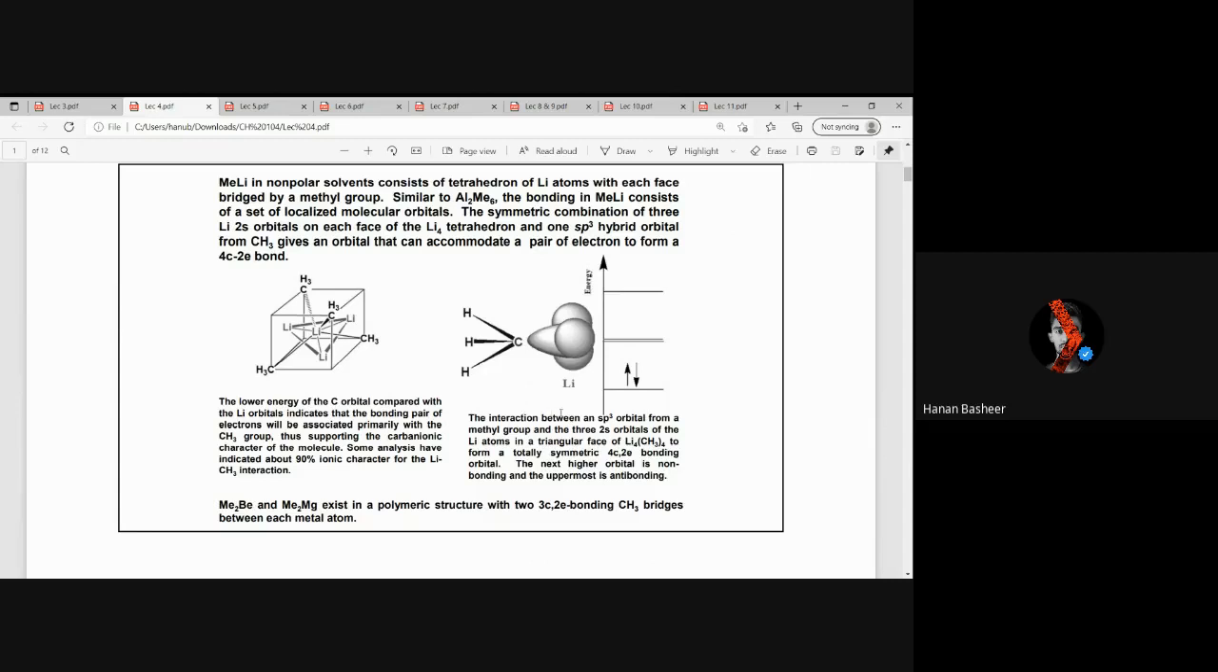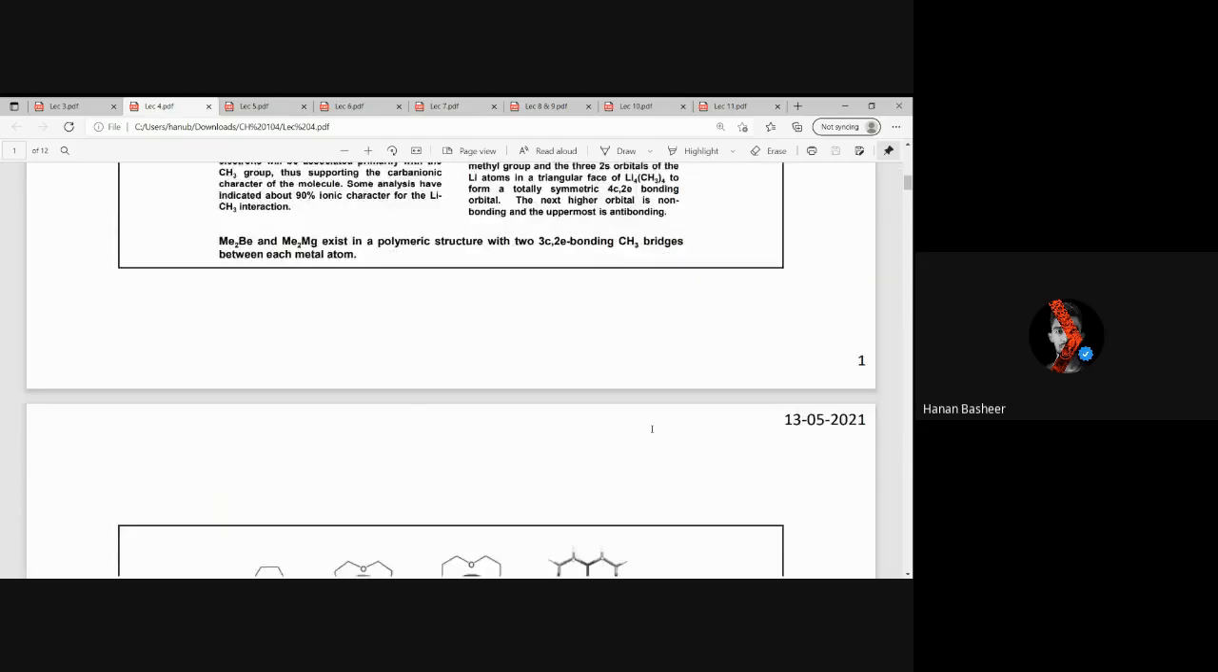The interaction between an sp3 orbital from a methyl group and 2s from the Li in a triangular face of Li4(CH3)4, the structure which we are discussing, forms a totally symmetric four-center two-electron bonding orbital. The next higher orbital is non-bonding, and the uppermost is anti-bonding.